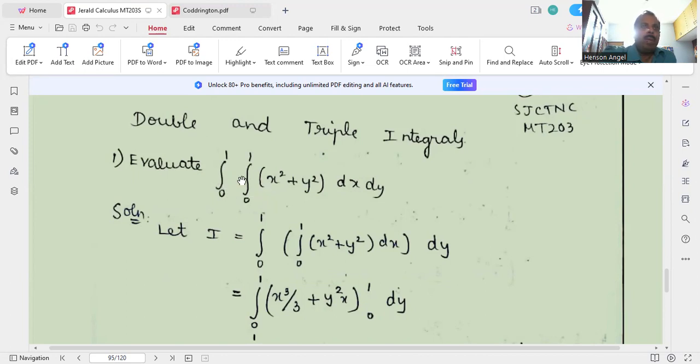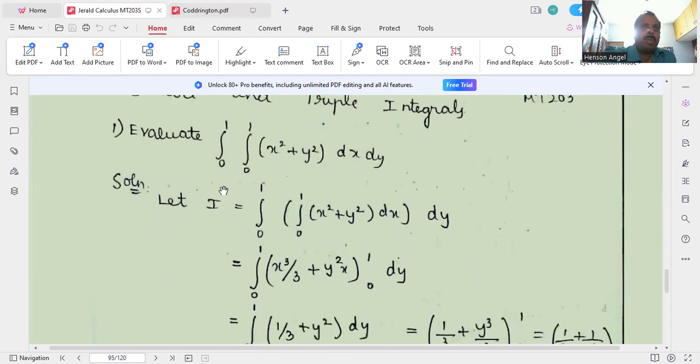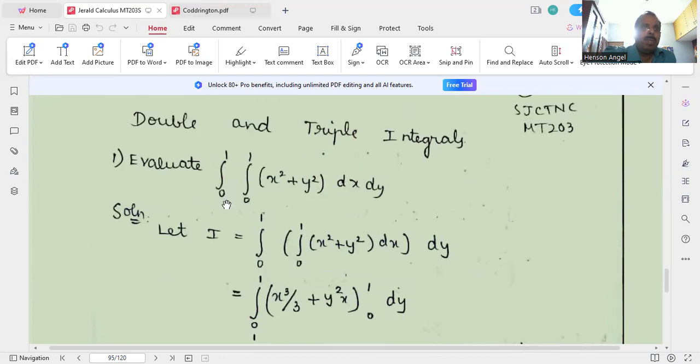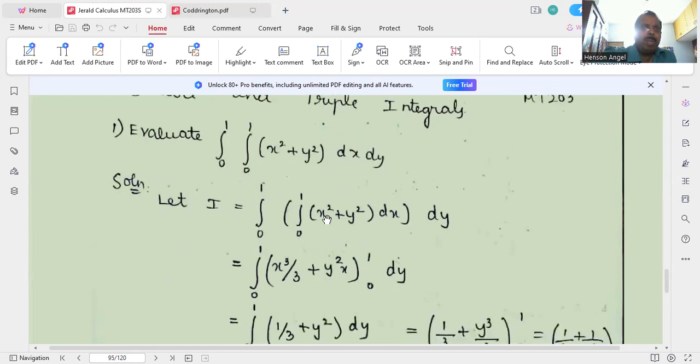Now we are going to evaluate this double integral. Double integral 0 to 1 of (x square plus y square) dx dy. First we take this double integral as I. Here we have to integrate with respect to x first because we have dx as the first expression. So we can split this integral like this: integral 0 to 1, integral 0 to 1 of (x square plus y square) dx.